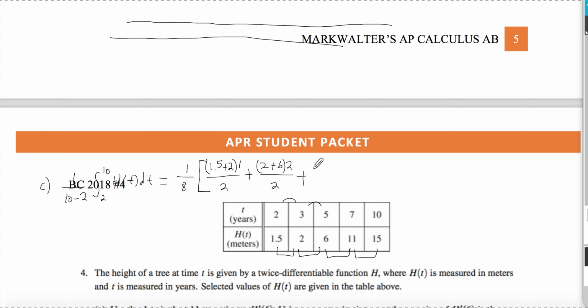Plus my next interval, add together my output values, 6 plus 11, that quantity times the delta t, which is 5 to 7, that's still 2, over 2. Plus, add together my output values, 11 plus 15, times my delta t, which is 3 in this case. We always multiply by your delta x, delta t: how far over are you moving, which is 3 in this case, and then divide by 2. As a reminder, our general formula: we add together the y1 plus y2 times the change in the input value divided by 2, and so on each time.